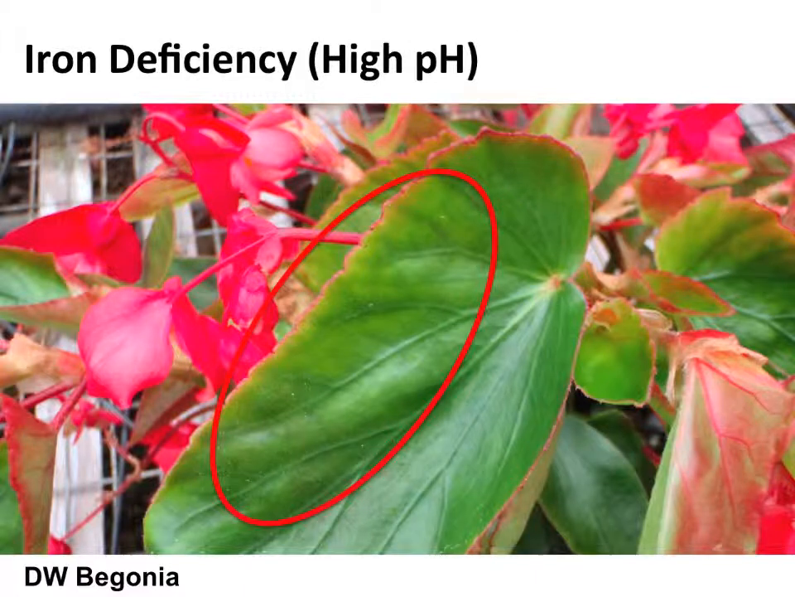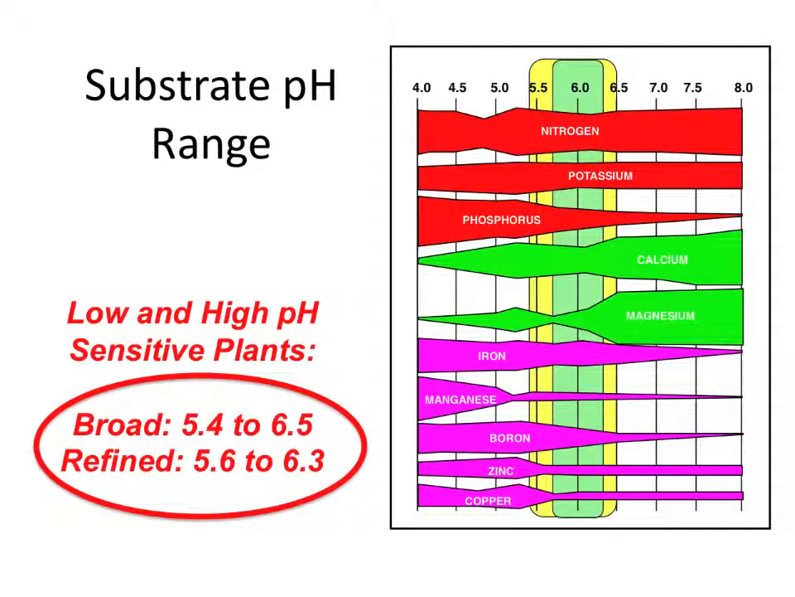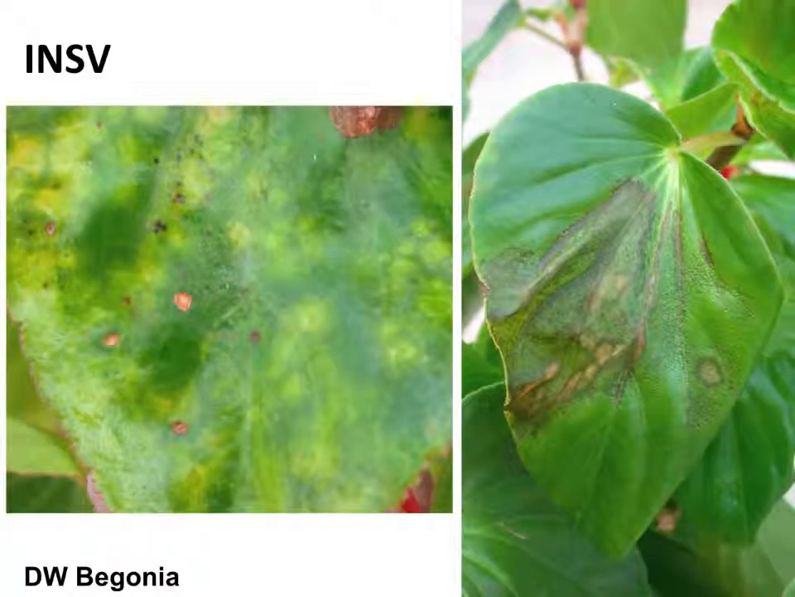So to avoid most of these pH problems, when you're looking at dragonwings, I would recommend using the range of 5.6 to 6.3 as the pH range you should target for growing this plant to avoid problems. Now, one other problem with dragonwings is a thrips-vectored disease, a virus called INSV, impatiens necrotic spot virus.